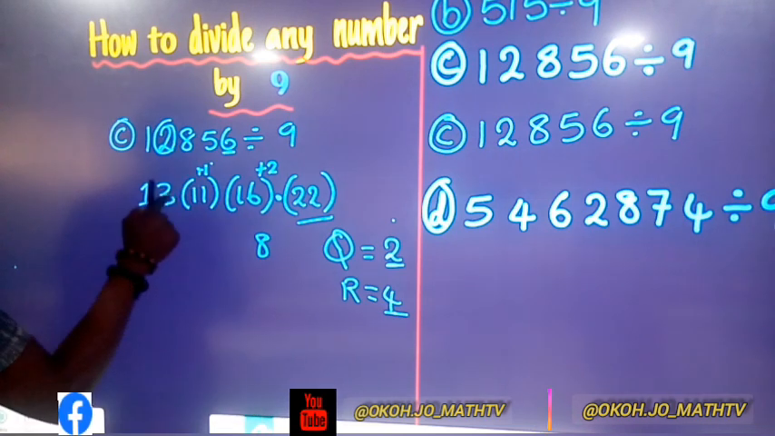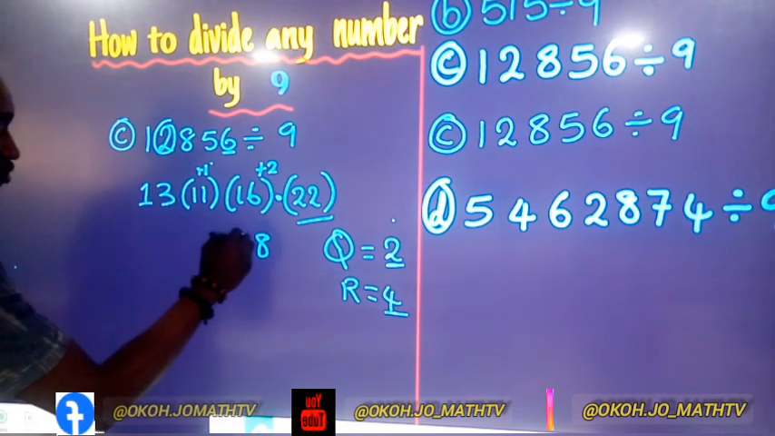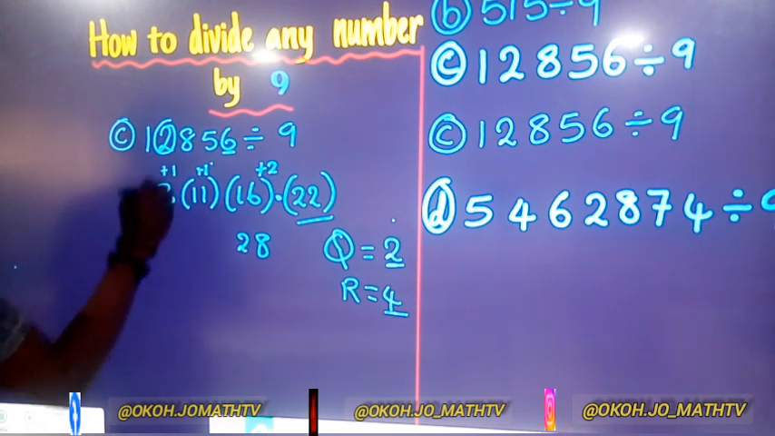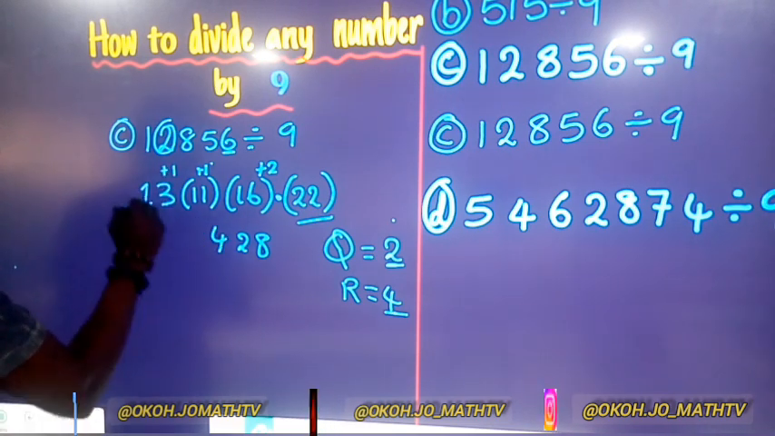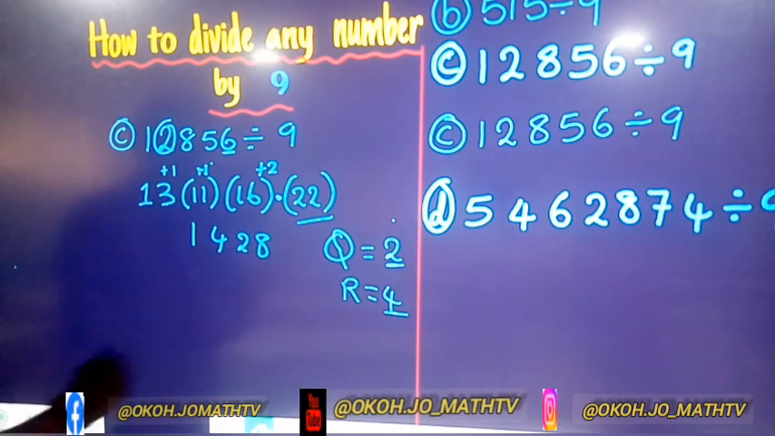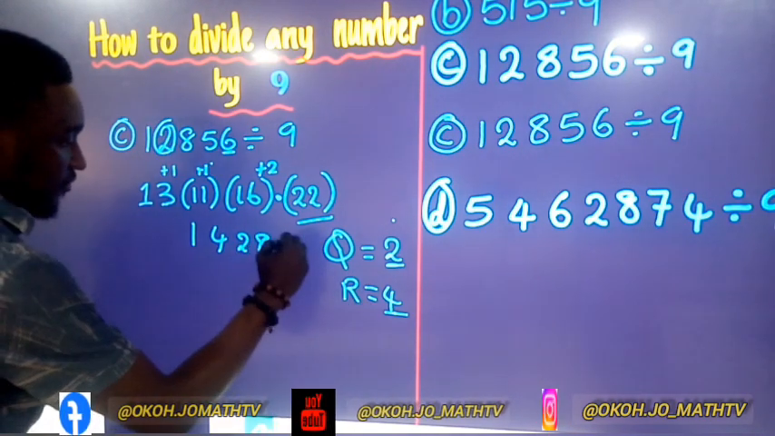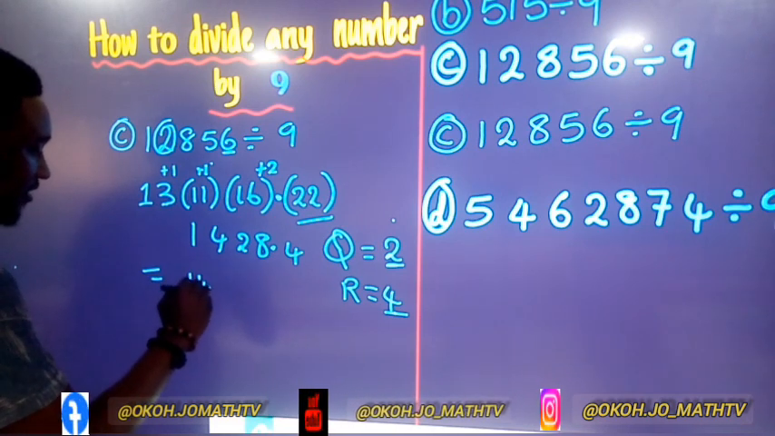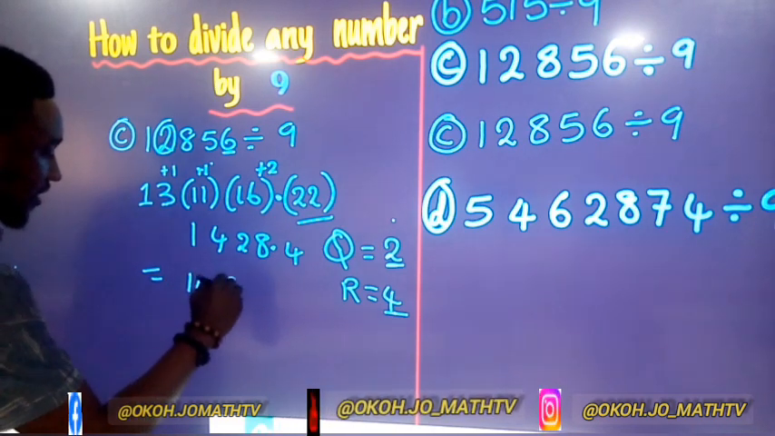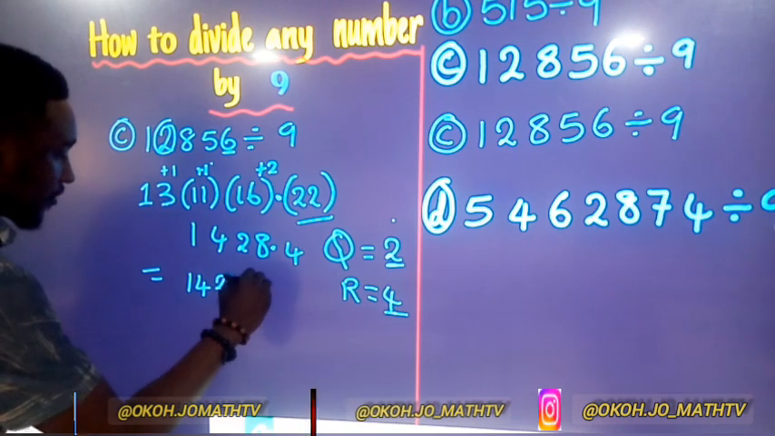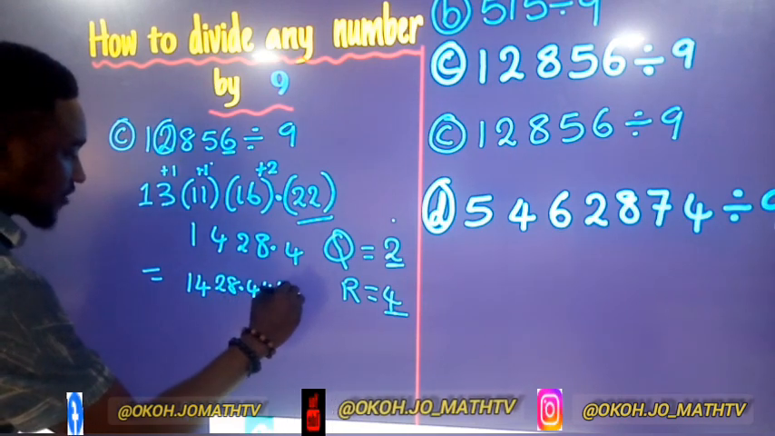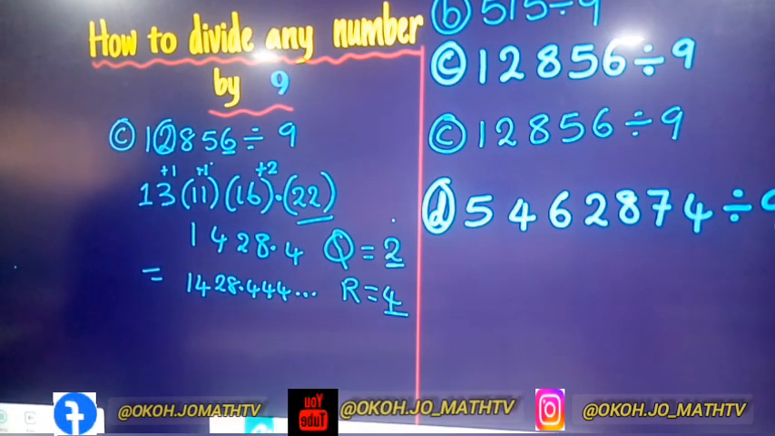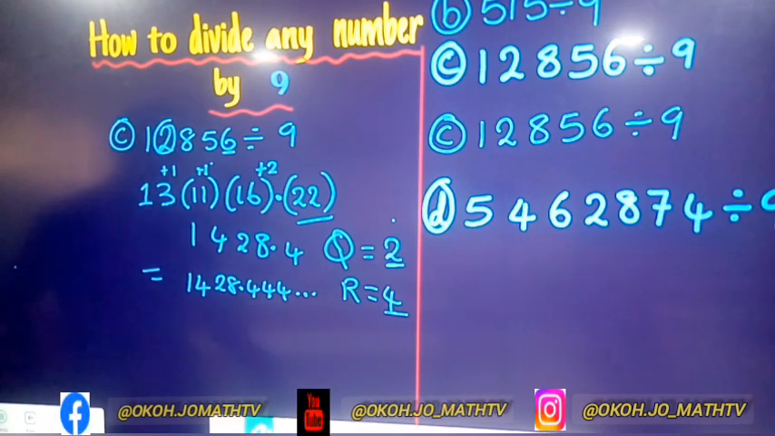11 plus 1 is 12. Write 2, carry 1. 3 plus 1 is 4. Then this very 1. Is that okay? Then point this 4. So our final answer is 1428 point 444 and so on and so forth. Is that okay? You can punch your calculator as well and see how it goes.